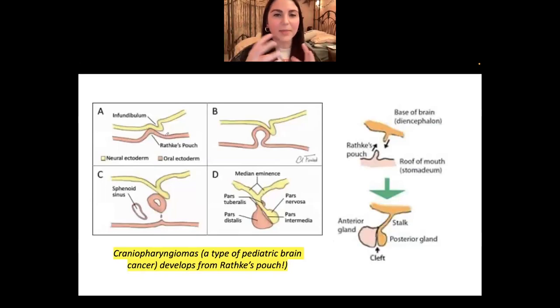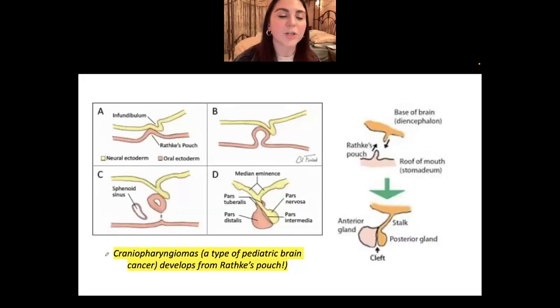And during development, they just start fusing together. And that's when you get your overall pituitary gland. So again, two totally different structures that are forming this one gland, which is interesting. So here's your clinical correlation over here.